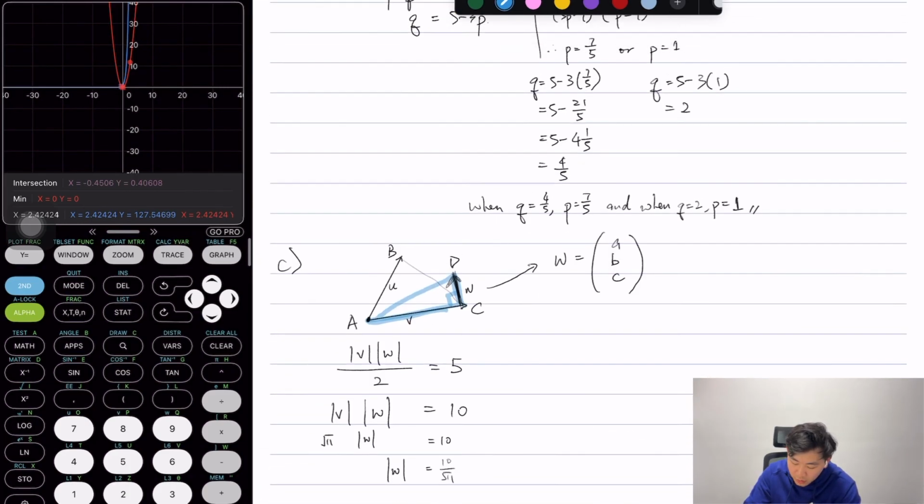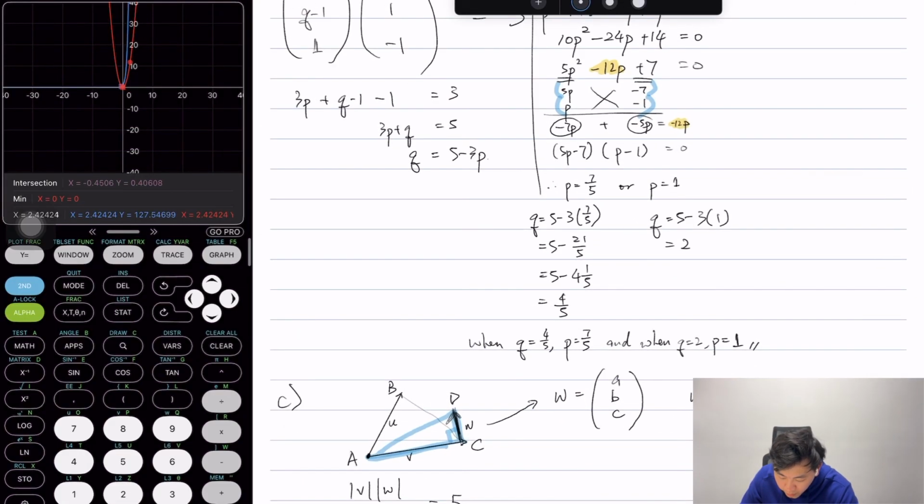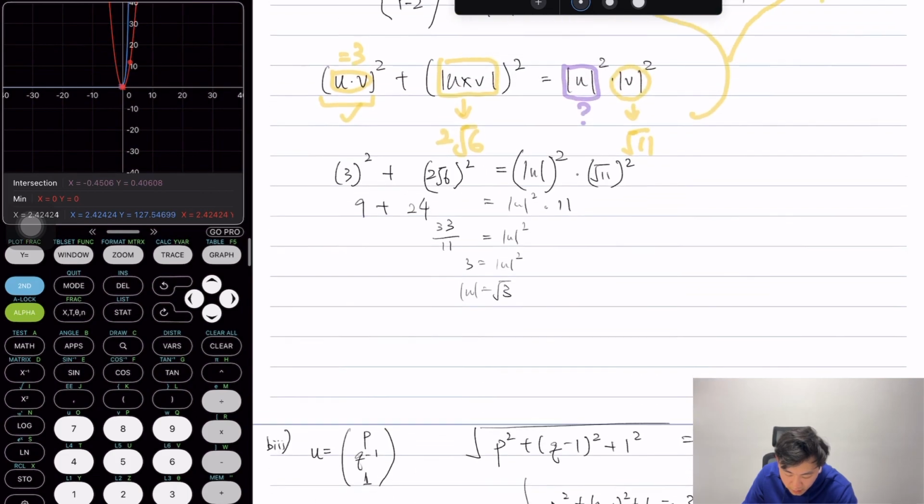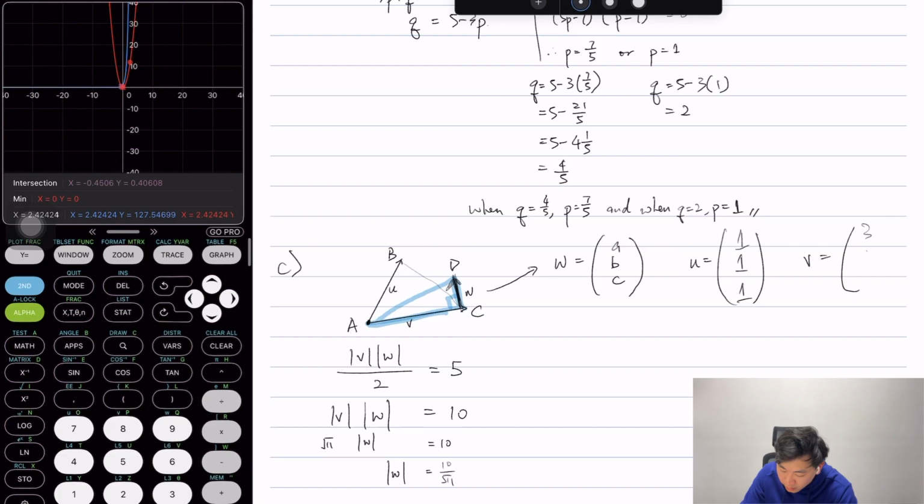What is our U? The U is equal to, when P is 1, which is 1, and then Q is equal to 2, which is another 1. So U is 1, 1, 1, right? And then what is the V? The V is given by 3, 1, negative 1. 3, 1, negative 1, okay?